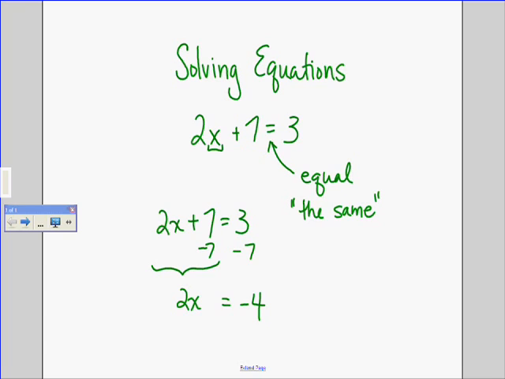Now, I need to get rid of this 2 to isolate the x. So I'm going to divide, because this 2x means 2 times x. The opposite of 2 times is going to be divided by 2. So I divide by 2. I have to do the same thing on both sides of the equation. So I'm going to divide by 2. On the left-hand side, the 2's cancel and I'm left with 1x. On the right-hand side, I have negative 4 divided by 2, which is negative 2.